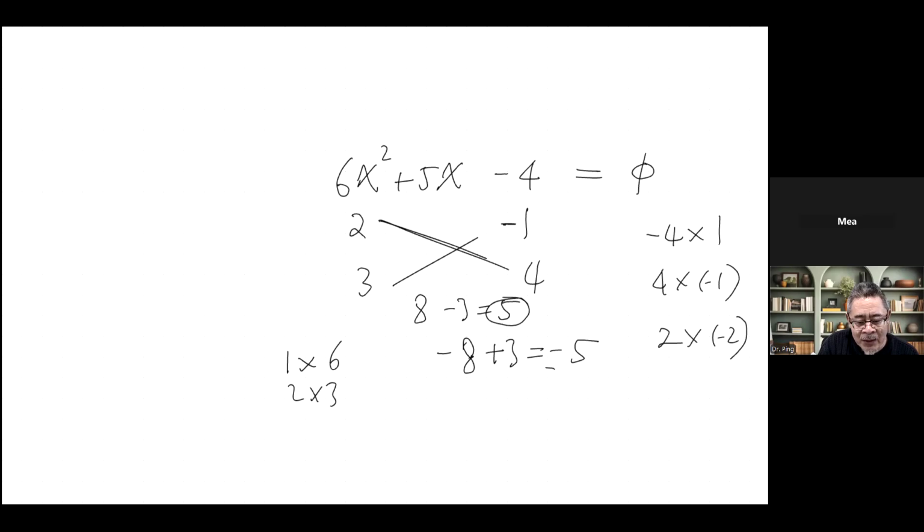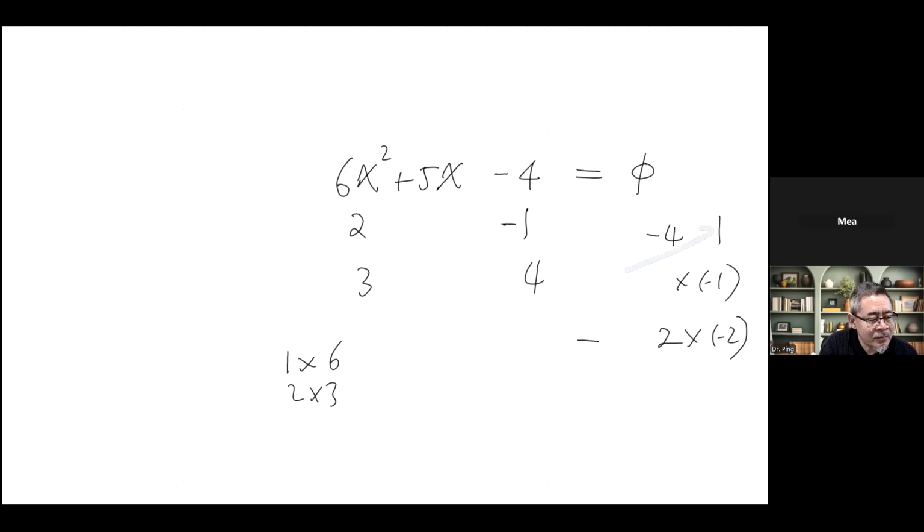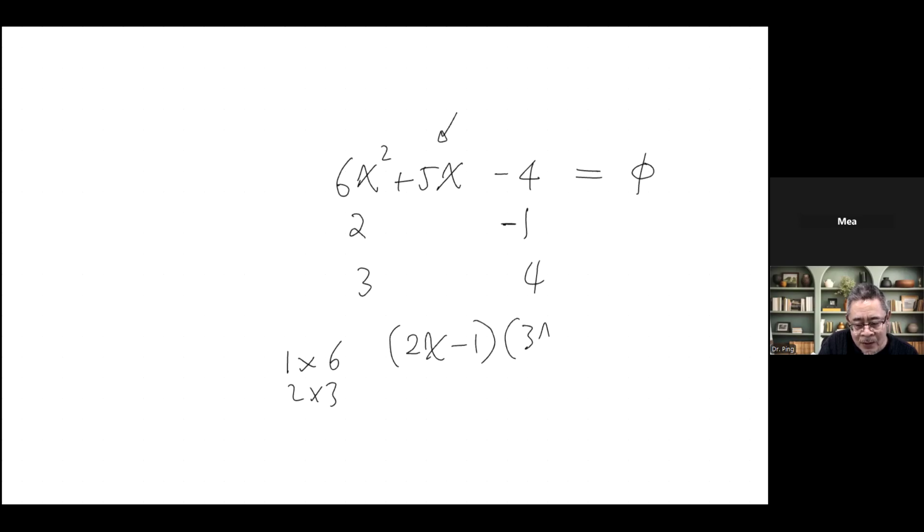And you can see what we did here. First, make sure 6 gets broken down into 2 factors, and make sure -4 gets broken down into 2 factors. Then we just rearrange the cross multiplication and make sure we equal the middle number. So now this becomes 2x minus 1 times 3x plus 4, and that equals 0.